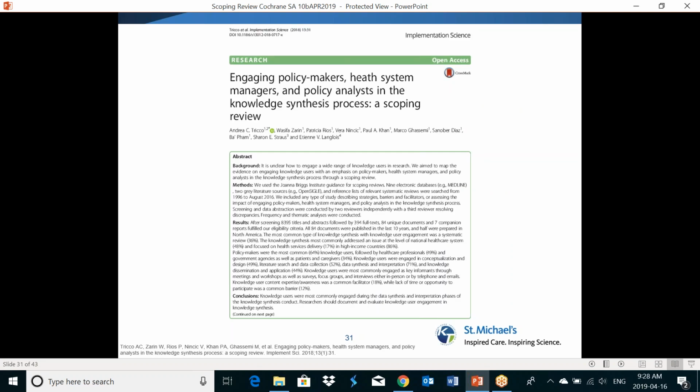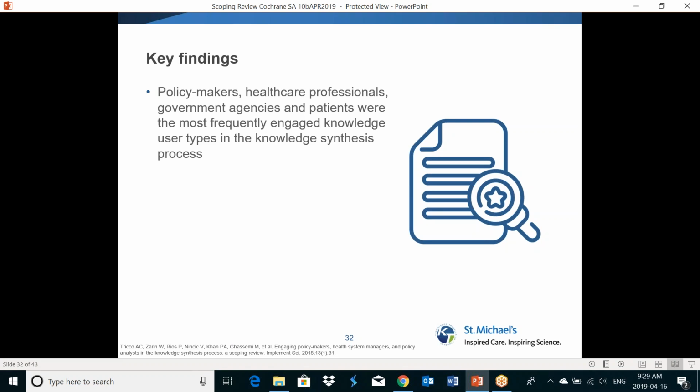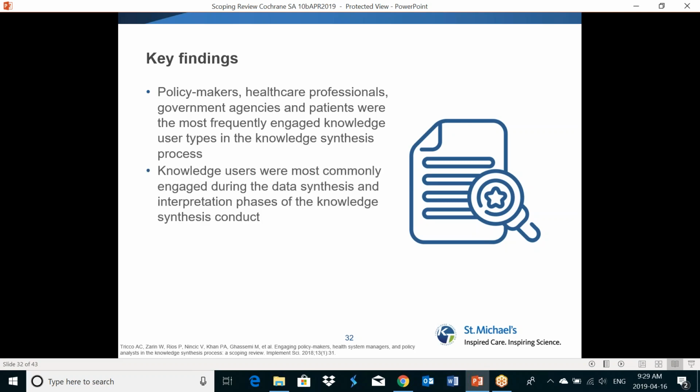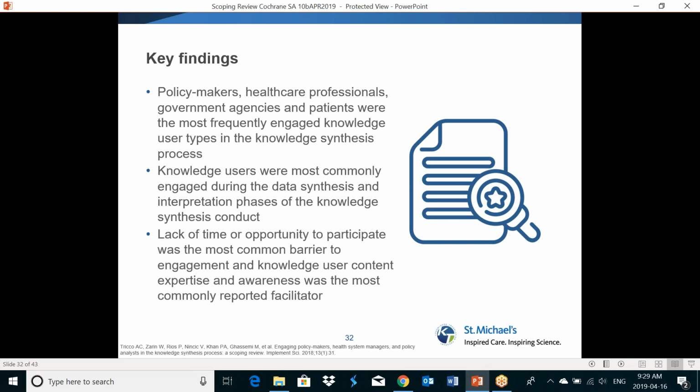And another project that we worked on was how can we engage policymakers, health system managers, and policy analysts in the knowledge synthesis process. So this was a scoping review that was commissioned by the World Health Organization. So we found that policymakers, healthcare professionals, and government agencies and patients were the most frequently engaged knowledge user type in the knowledge synthesis process. And knowledge users were most commonly engaged during the data synthesis and interpretation phases. A lack of time or opportunity to participate was the most common barrier to engagement. And knowledge user content, expertise, and awareness was the most commonly reported facilitator.